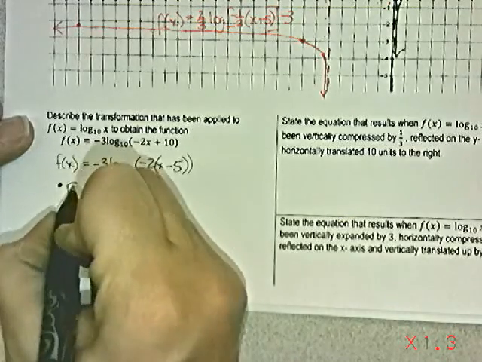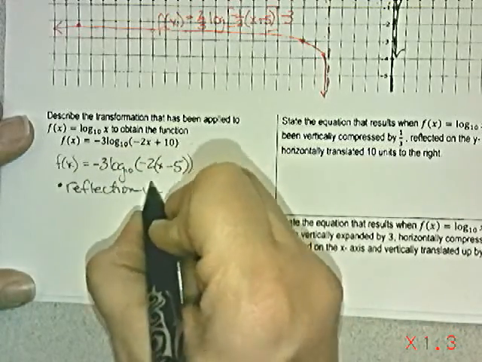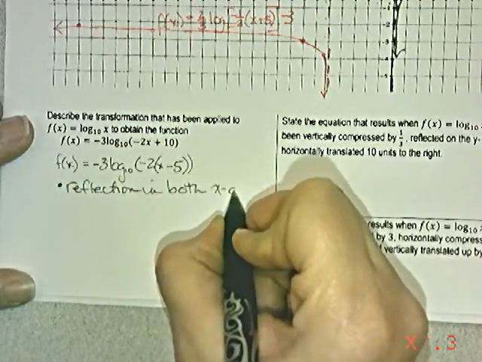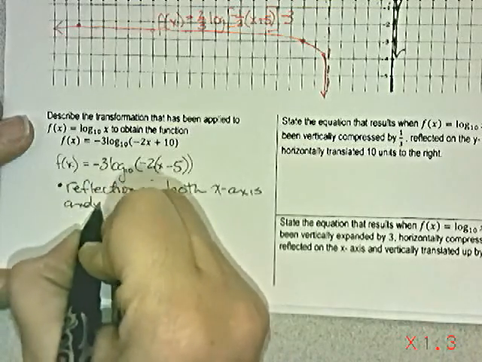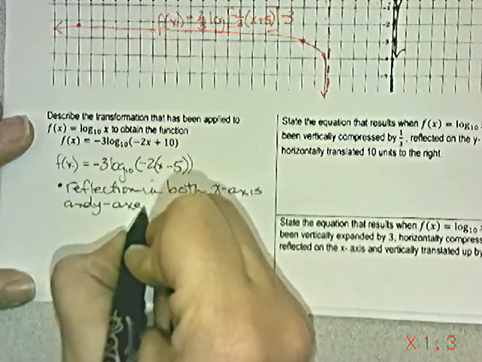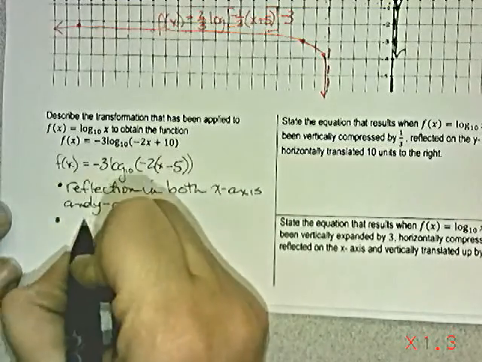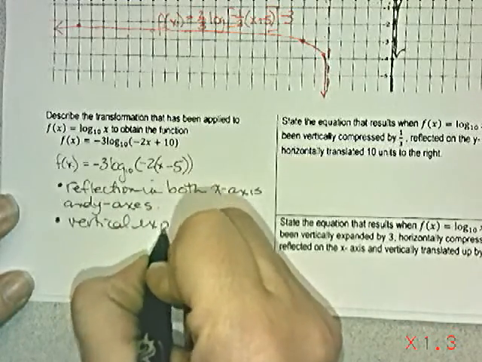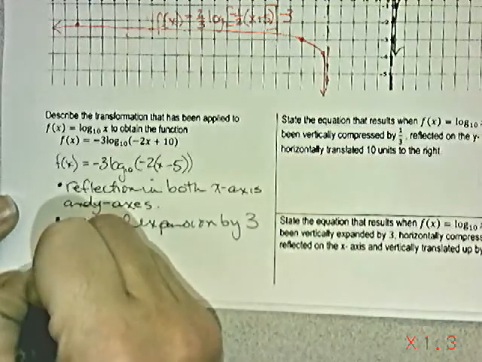So this one is a reflection in both the x-axis and the y-axis. Okay, we have a 3 out front, and so that is a vertical expansion by 3, by a factor of 3.